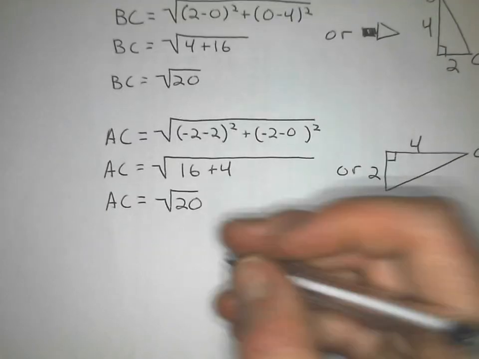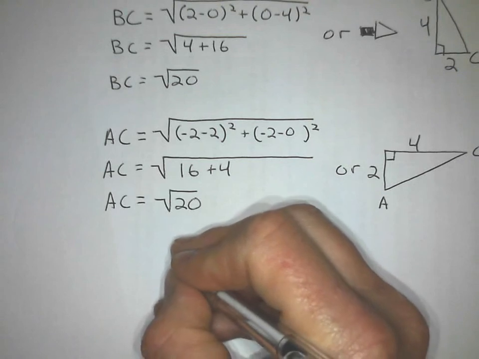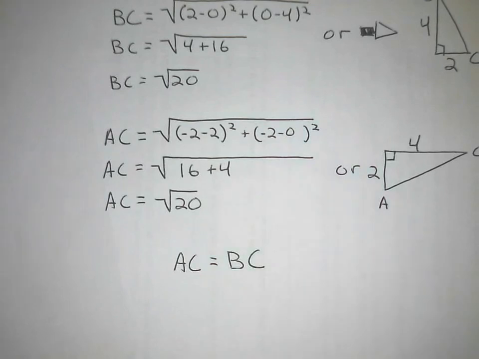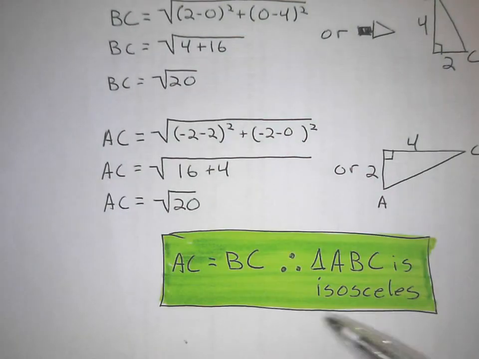Write it out. AC equals BC. Therefore, we have an isosceles triangle and a right triangle.